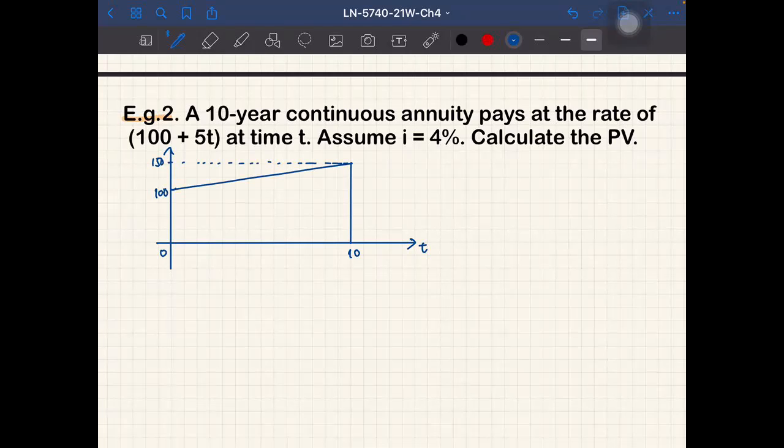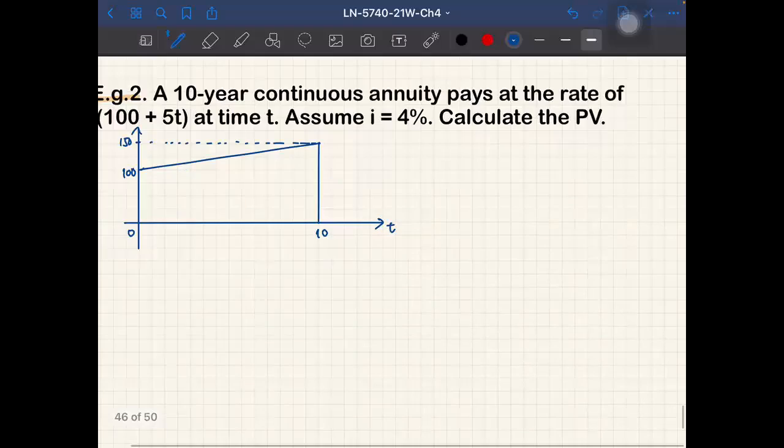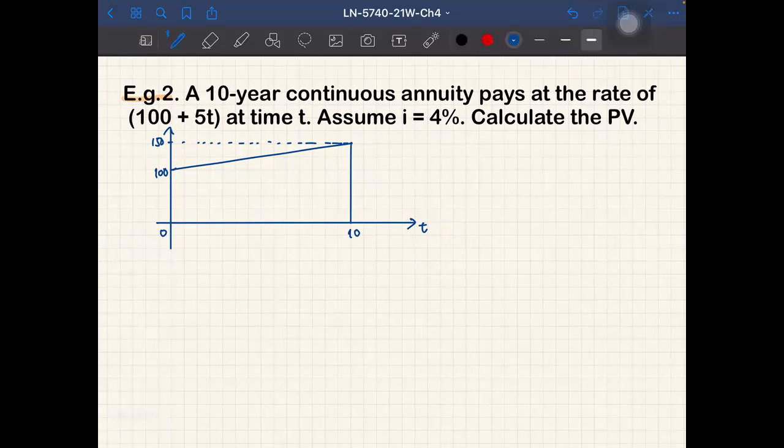Yeah, so if the rate is constant at 100, then the total payment is 10 times 100, so $1,000. But here, the payment rate is between 100 and 150. So that becomes actually the area of the trapezoid. That is between 1,000 and 1,500, actually the midpoint of this, so 1,250. But we want to calculate the present value of this cash flow.